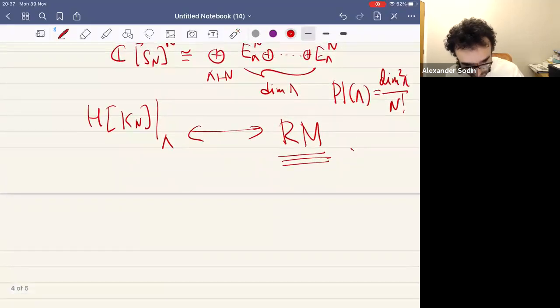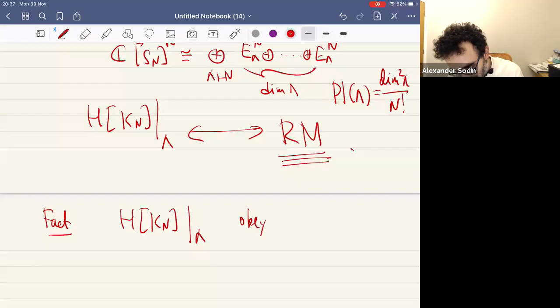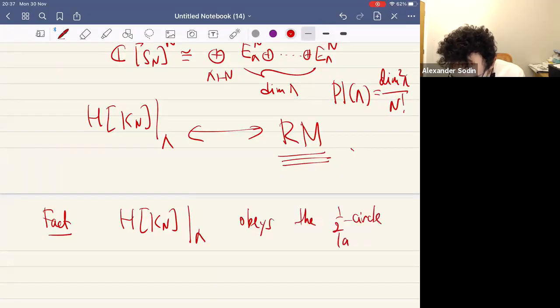It's an easy fact that this random matrix obeys the semicircle law. Easy both on average and in distribution. Easy as n goes to infinity, the eigenvalue distribution converges to the semicircle.